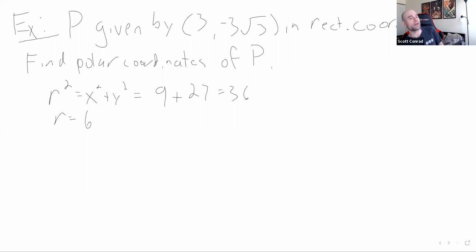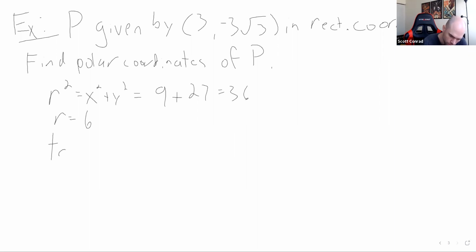So r is going to be the square root of that, which is 6. We almost always take r to be positive. The only time it isn't is sometimes when we have an equation in polar coordinates, but we'll cover that later. So that's our coordinate here. Okay, so theta, r is easy. Theta is a little more complicated, but not too bad. There's just one more step we need to take.